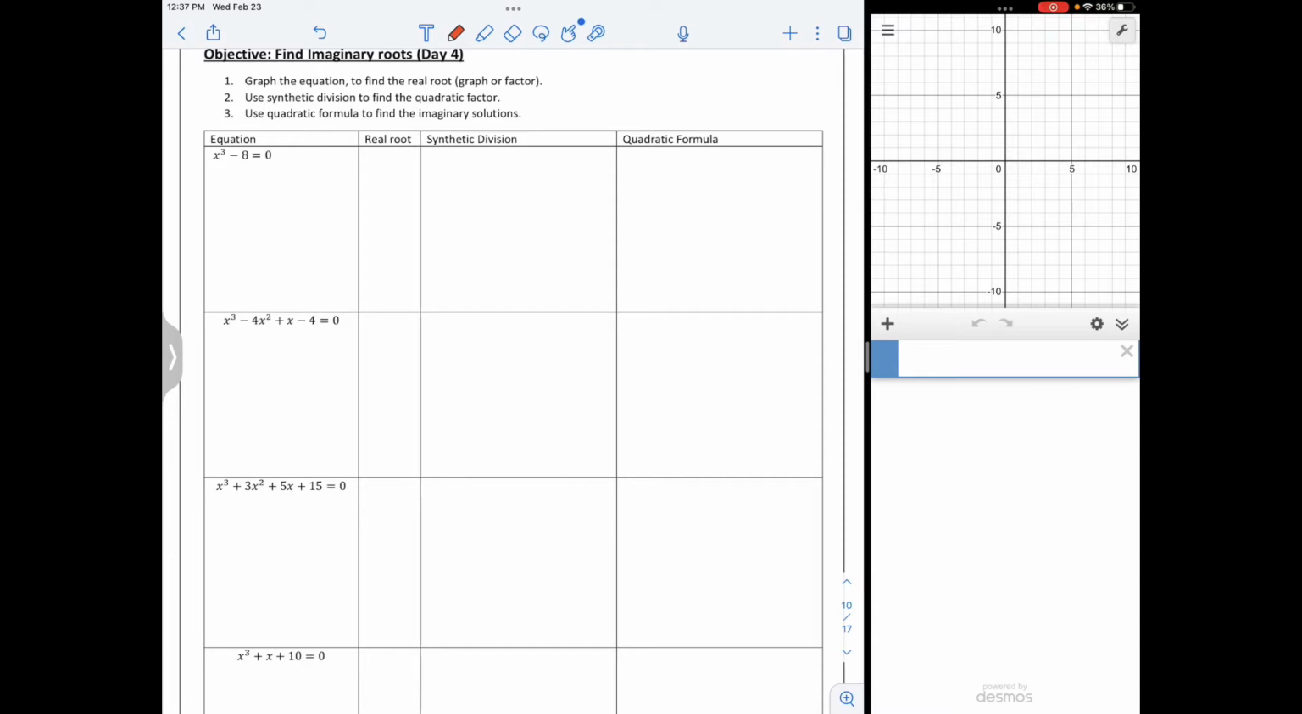And we also talked about that imaginary roots and irrational roots come in pairs. So we're going to look at finding the specific imaginary and the irrational roots of an equation. So let's look at this first equation. We have x cubed minus 8 equals 0. Now, that could have one real root, or it could have 3 real roots, or just 2. So that's what we're trying to determine.